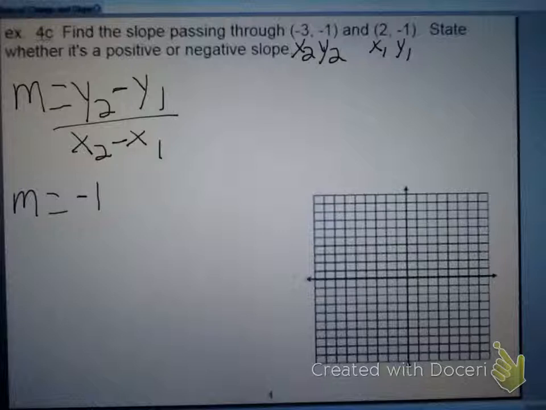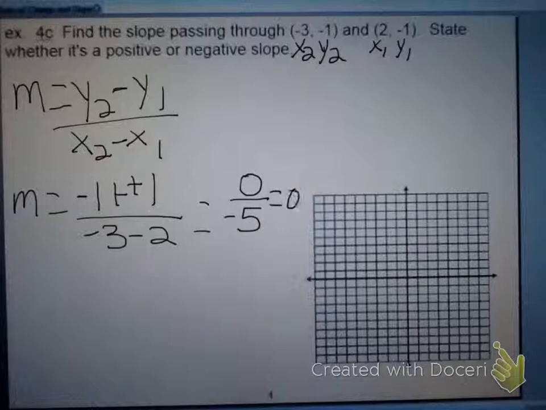y2 is -1 minus y1 is a -1, and minus a negative turns into plus a +1 over -3 minus 2. Now -1 plus 1 is 0 over -5. And 0 divided by anything is 0. Anytime you have 0 in the numerator, it is always 0. And you must write equals 0. If you leave it 0 over -5, I'm going to mark it wrong. The final answer is 0.